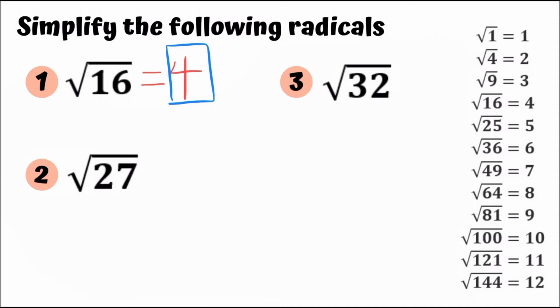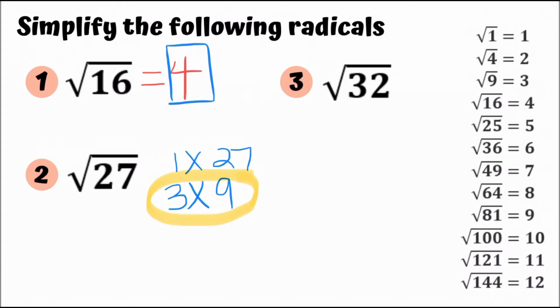Number 2, the square root of 27. Now, this one is not a perfect square. That means I'm going to have to use perfect squares to break it down. So I'm looking at 27 and asking, what are the factors of 27? Well, I know 1 times 27 is 27. I also know that 3 times 9 is 27. Out of these factors, I'm looking to see which ones are perfect squares, and which one is the largest perfect square. It looks like 9 is the largest perfect square because the square root of 9 is 3. So I'm going to use 3 and 9.